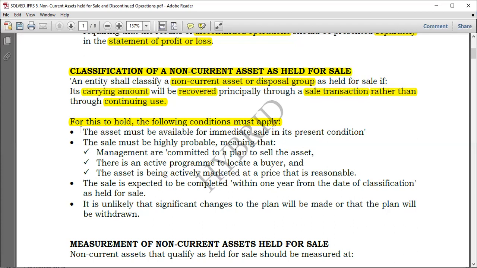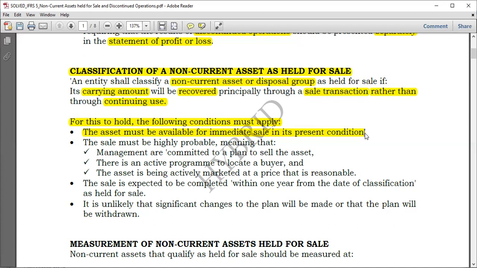All right. See point number one. You are speaking of the asset itself now. The asset must be available for immediate sale in its present condition. Very right. You cannot say that you need to sell an asset and it is not in a sellable condition right now. It must be available for immediate sale in its present condition. In its state, if the customer would come now and say, I need to buy, you can sell, right?